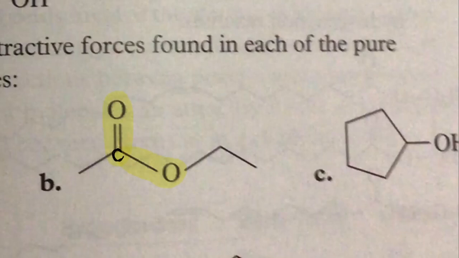The value for oxygen is 3.5. The value for carbon is 2.5. This other oxygen is 3.5. Okay. So this molecule, what I highlighted in yellow, what type of bond is it? Is it non-polar covalent or is it polar covalent? Remember those rules that we learned previously.